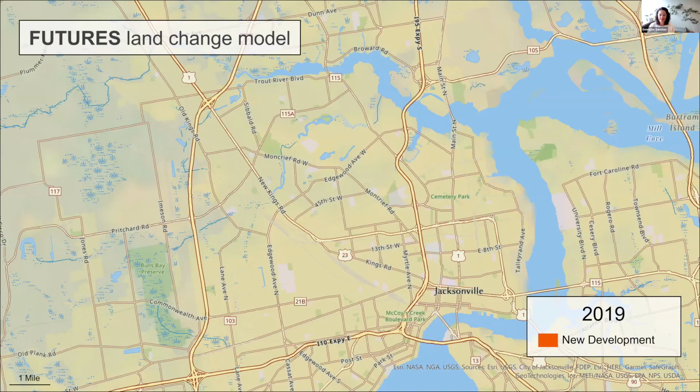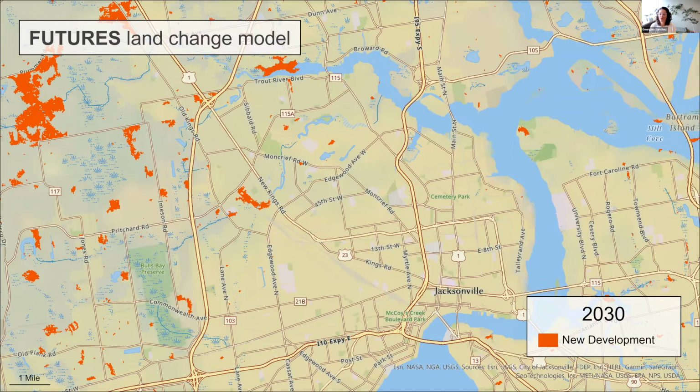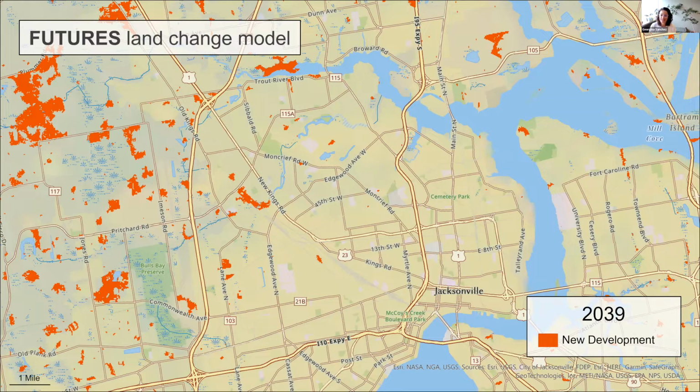All right, here I am displaying a simulation output. We are looking at the city of Jacksonville, Florida. This visualization is projecting urban growth under a business as usual trajectory of growth. We see those orange patches that emerge across the landscape, which is simulated annual development running from 2020 through 2050.